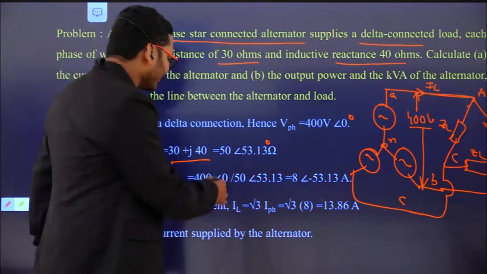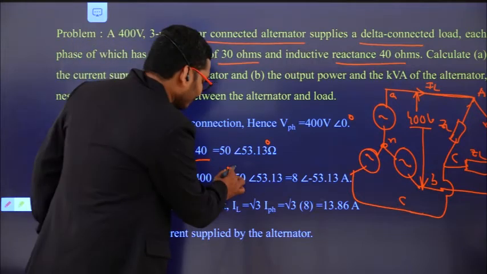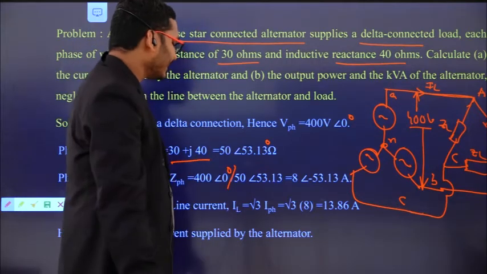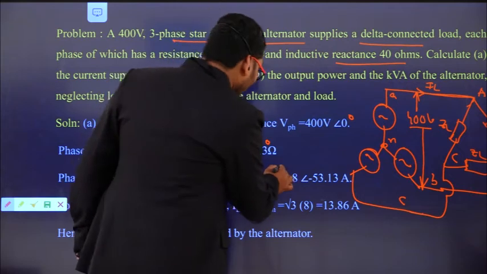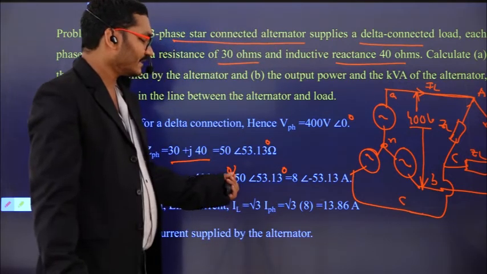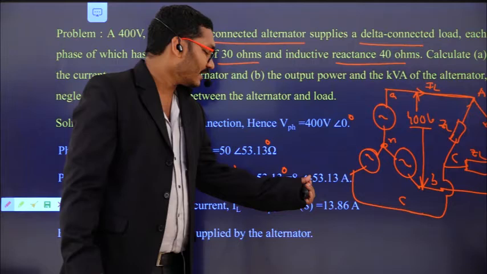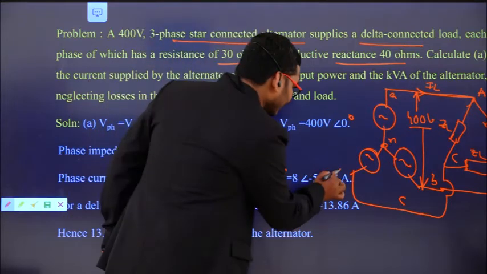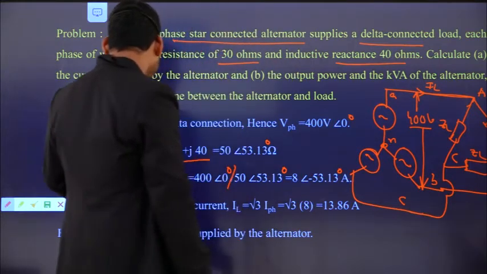So 400 at an angle of 0 degrees, divided by 50 at an angle of 53.13, this is the Z phase value. After simplification you will get 8 at an angle of minus 53.13 degrees. Okay, this is the phase current.